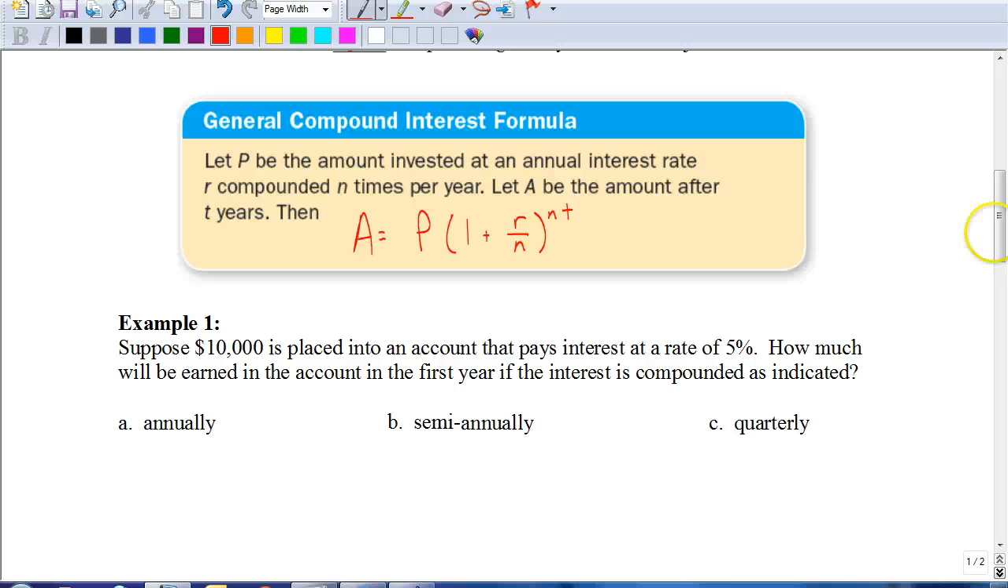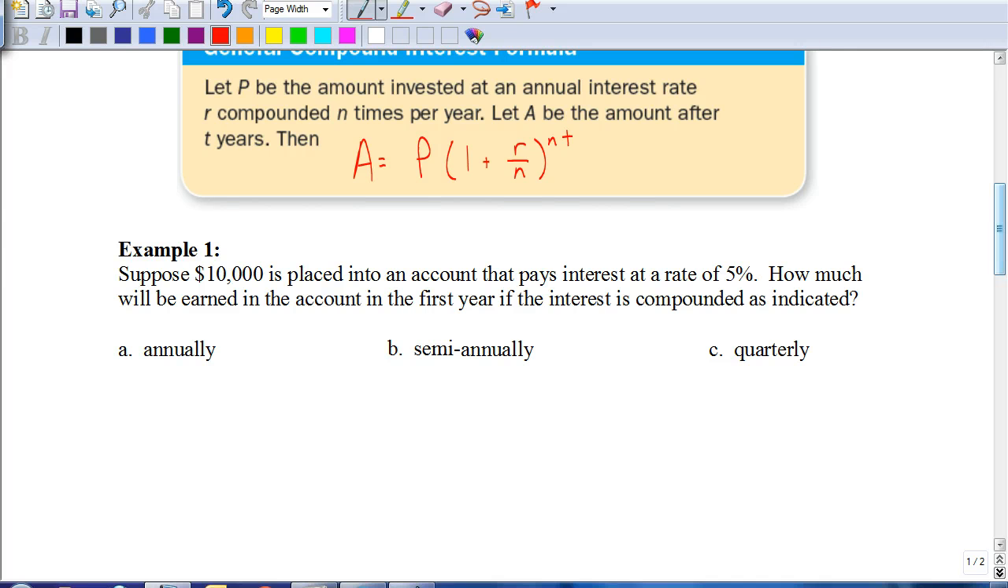So if I have a situation like this, where I have $10,000 that's placed into an account that pays an interest rate of 5%, how much will be earned in the account in the first year if the interest is compounded as indicated? So we're going to have a total of 3 problems, each of which deal with the same $10,000 and the same rate of 5%.